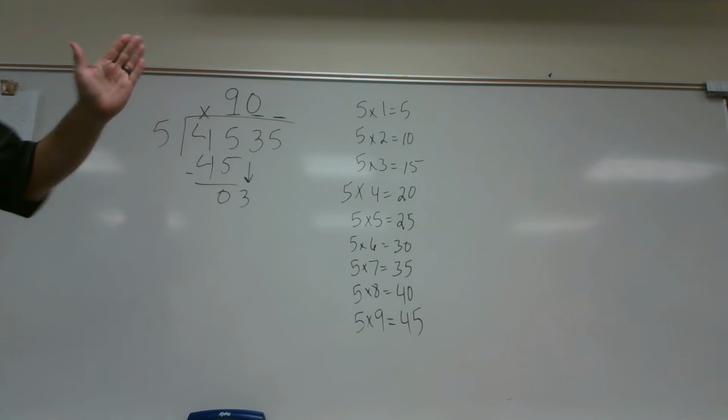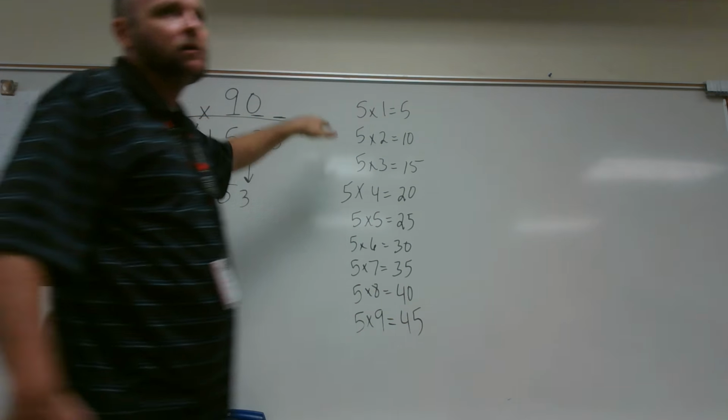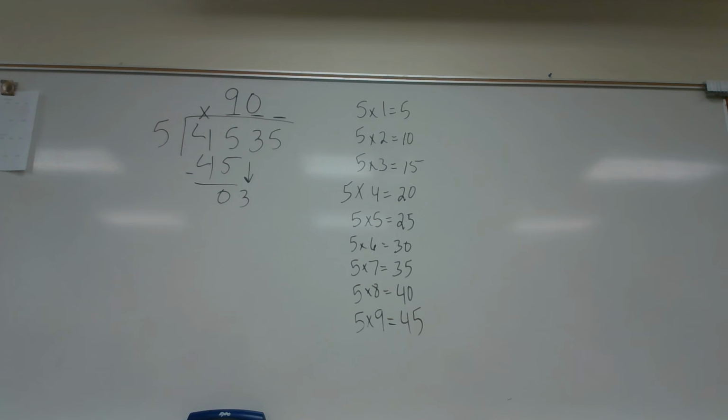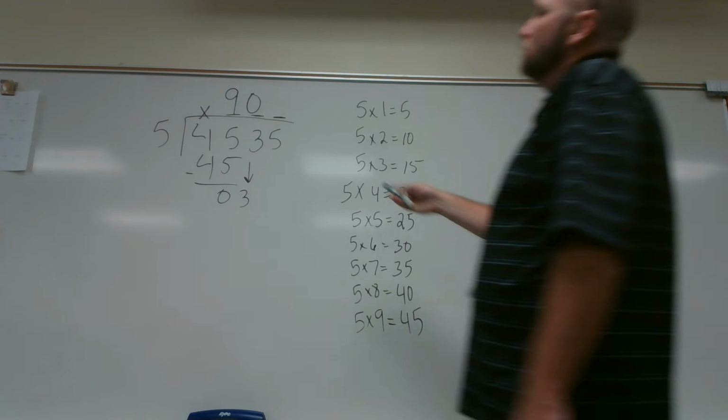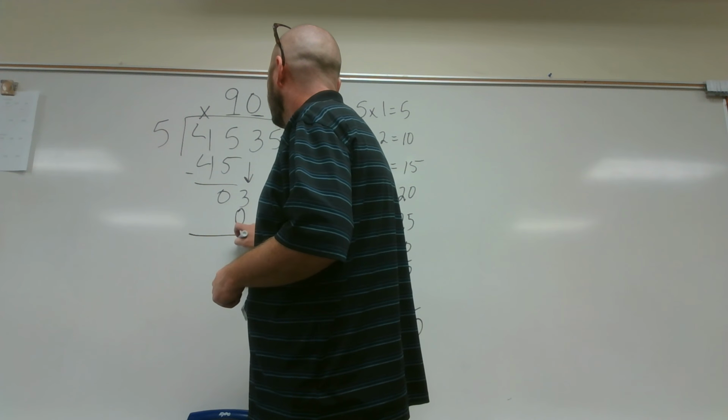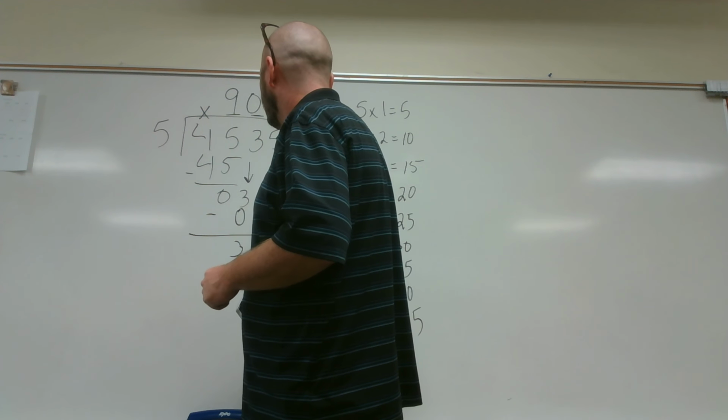Okay. I put those little lines above here because otherwise that's where we mess up. The zeros get left out a lot when we're doing these problems. Okay, so 0 times 5 is 0. We subtract. Then we bring down the 5.